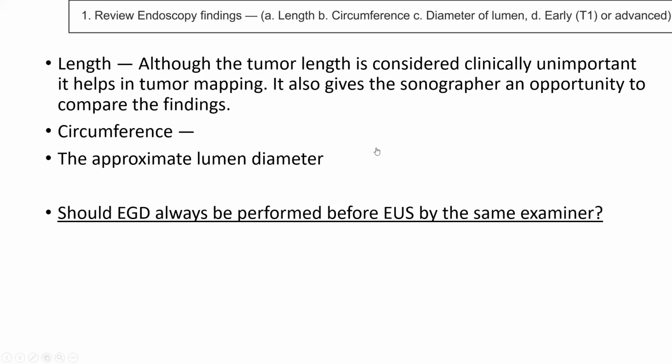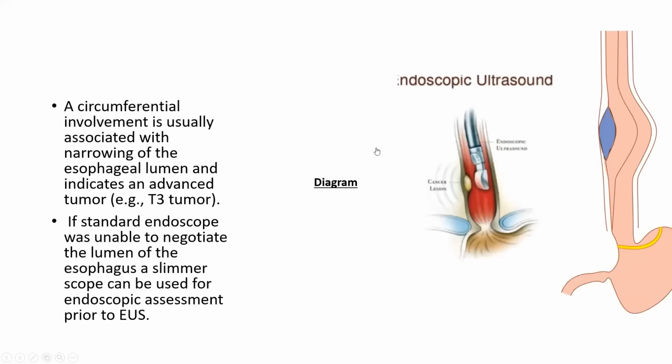The question is, should endoscopy be performed before EUS by the same examiner? I would say yes, because you have to assess the same thing first by endoscopy, and then you have to carefully look whether the findings collaborate well. In fact, if the circumstances allow, I will do a simultaneous examination, proceeding from endoscopy to endoscopic ultrasound. As I said, if circumferential involvement is there, then the tumor is non-traversable, and this is an advanced tumor.